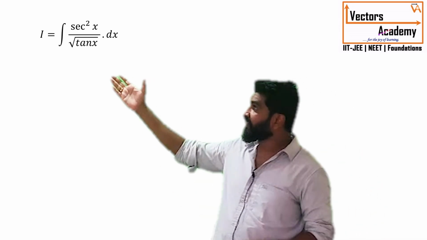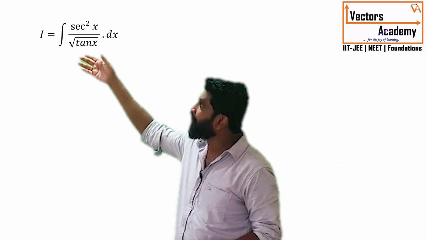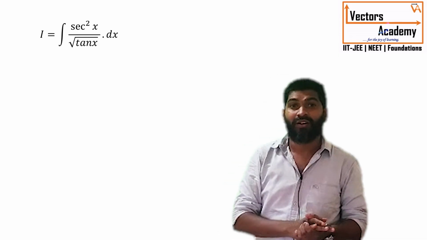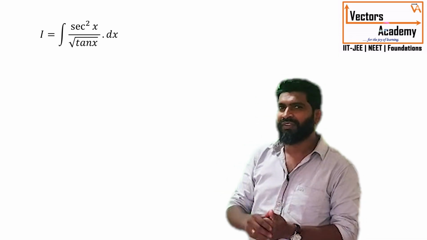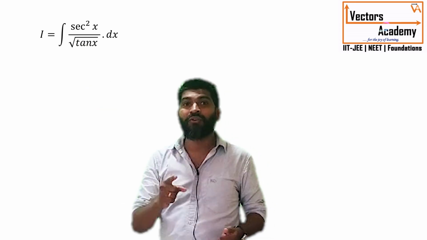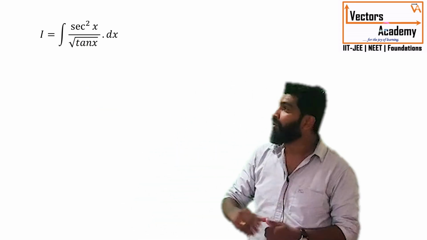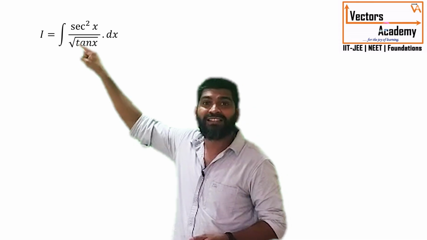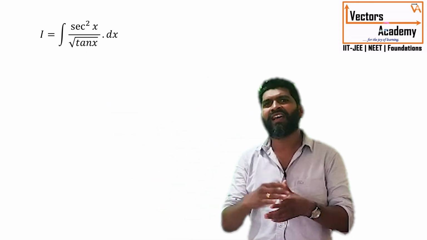Now let us have a look at this question. We have integration of sec square x upon root of tan x. Again, just like the previous question, we can see the derivative of tan x is sec square x. But we cannot use the direct formula because the denominator this time is in the square root. So let us try our old technique.